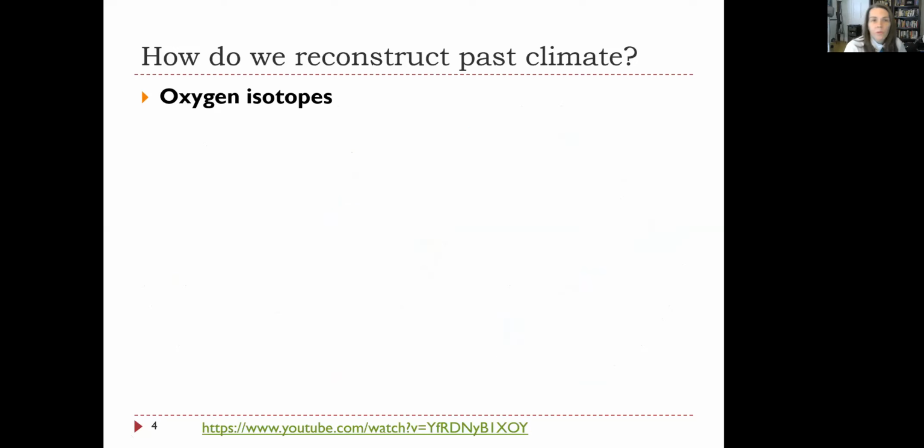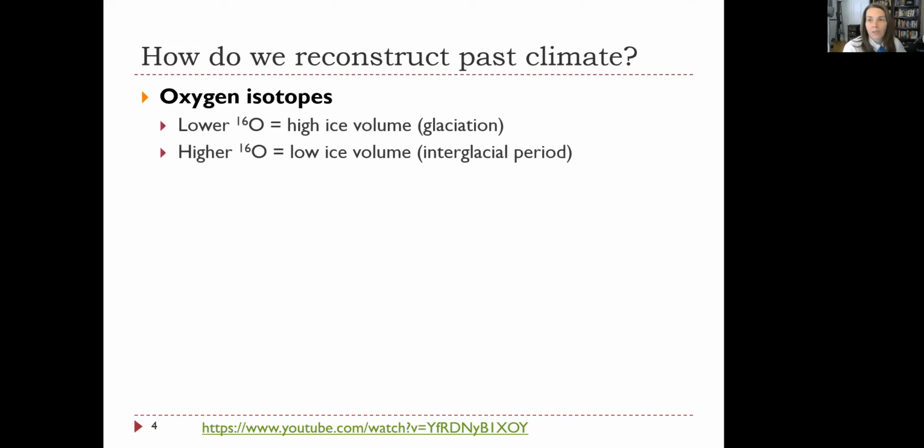One of the most useful ways for us to reconstruct past climate is with oxygen isotopes. It's been a while since we talked about isotopes, so hopefully this will refresh you a little. As a reminder, many different elements, and in this case oxygen is what we're going to talk about, have several different varieties based on mass. There are heavier versions of oxygen and lighter versions of oxygen, and we're going to look at 2 of those.